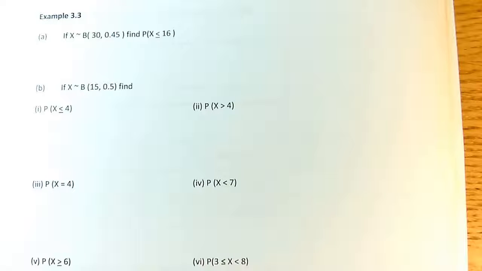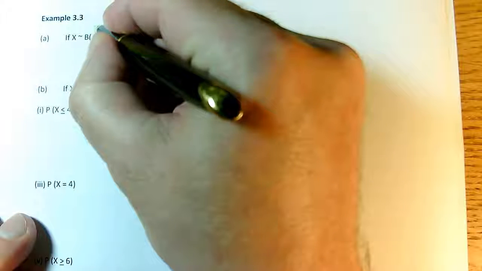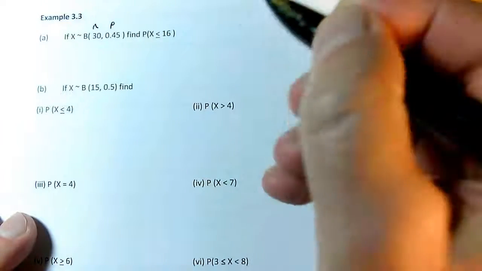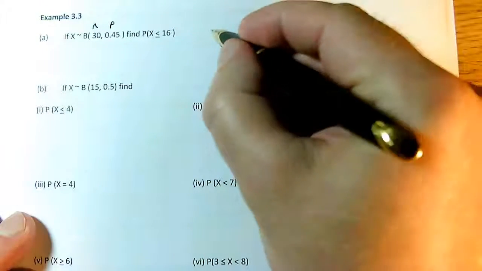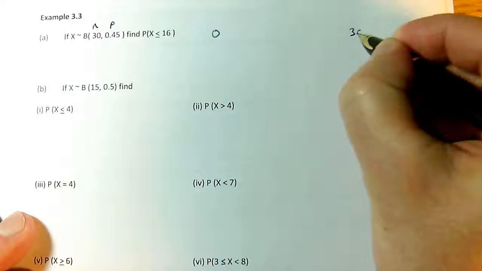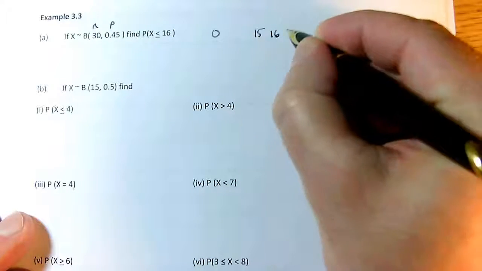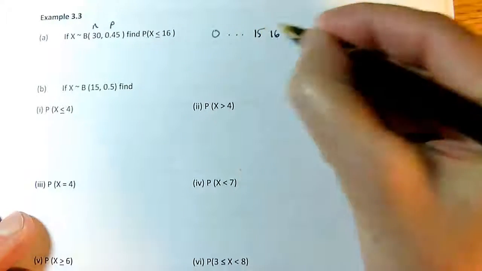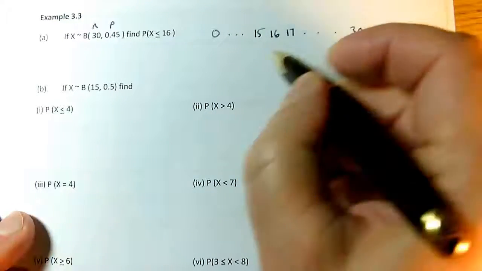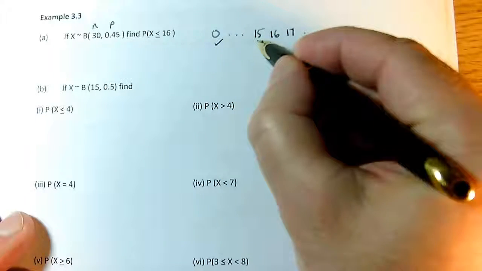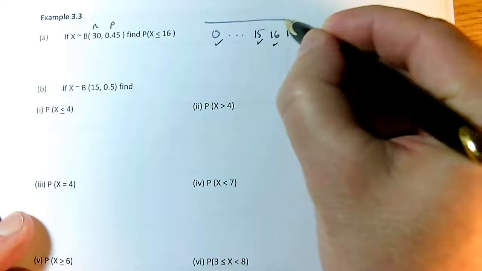So for the first one, we've got an n here, we've got a p here. We need the list of outcomes. I'm not going to put them all up to 30. They go from 0 to 30. I'm interested in ones near 16. So we need the diagram, dot, dot, dot, dot, dot, dot. Okay, x being less than or equal to 16 is all of these up to 16. So it's this one here.